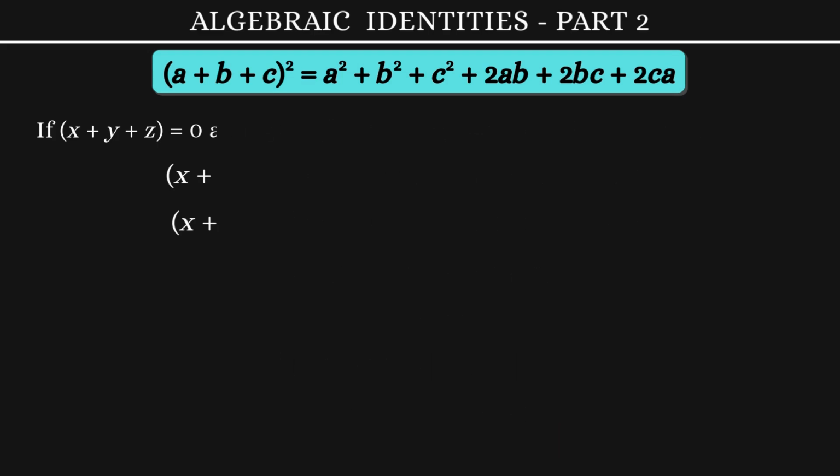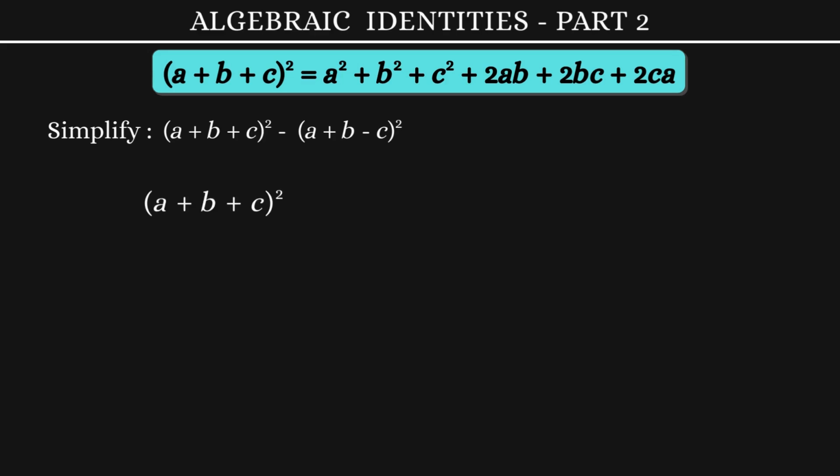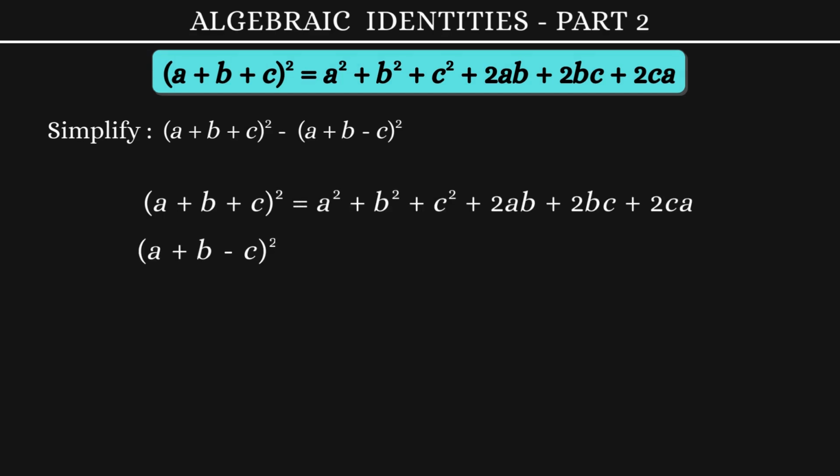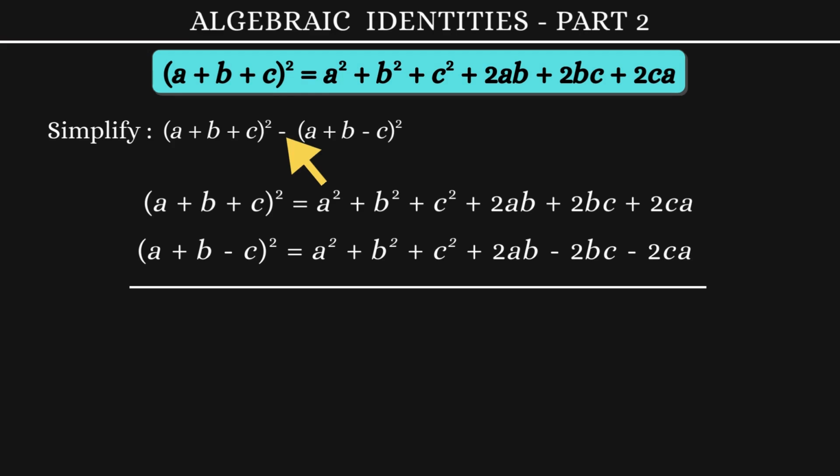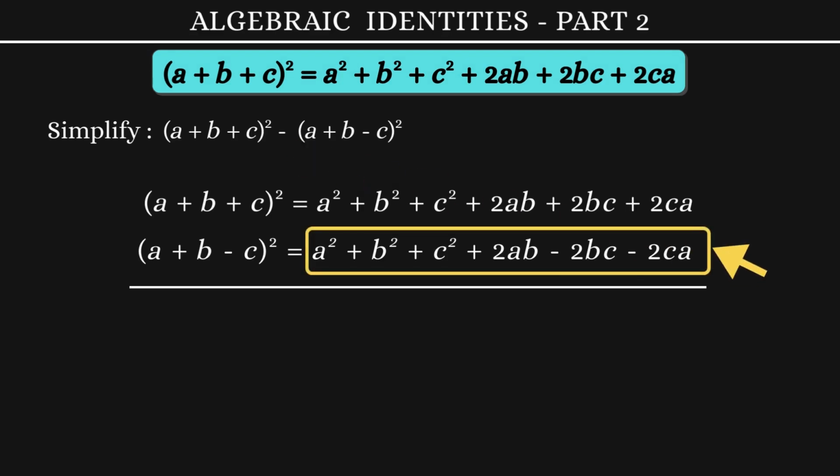Next question. Simplify a plus b plus c the whole squared minus a plus b minus c the whole squared. Using the identity, let's expand a plus b plus c the whole squared and a plus b minus c the whole squared. We are asked to find the difference. So, to subtract, let's change the signs of all the terms in this expression.